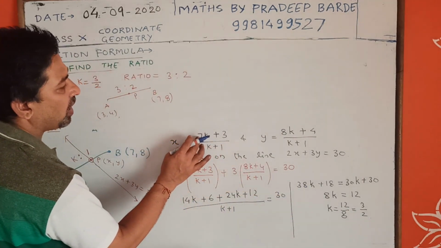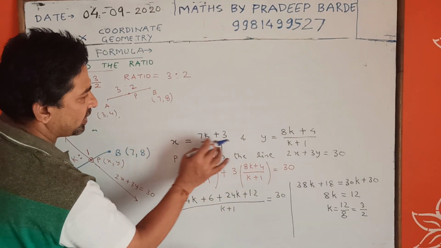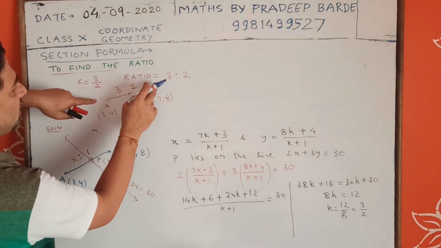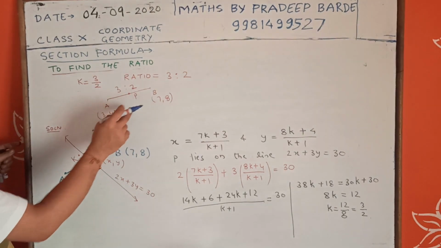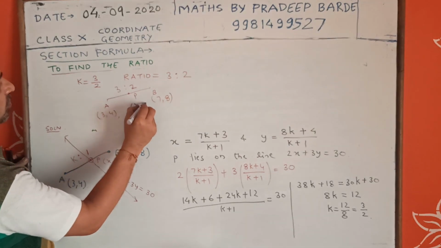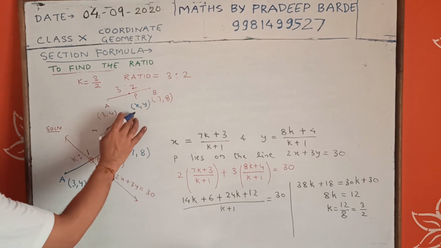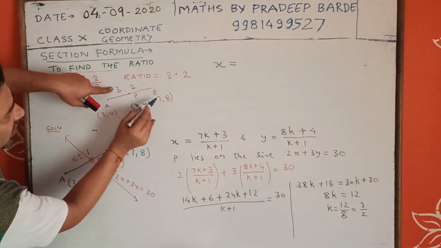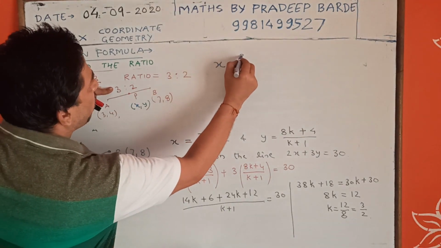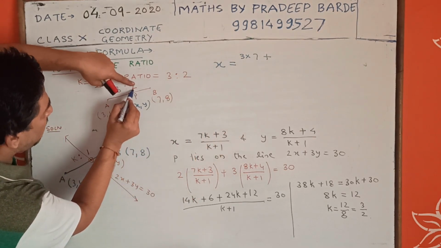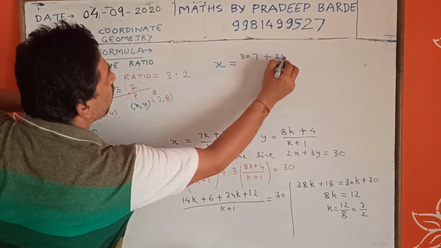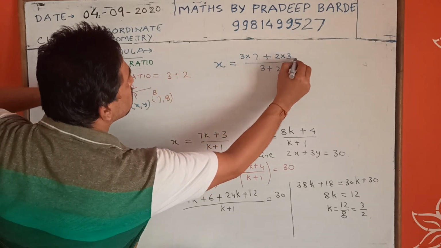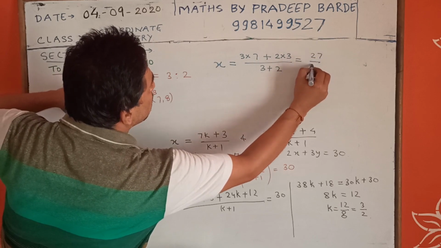यह है कि k की वैल्यू हम यहां पे पुट कर दें और सॉल्व कर लें। विल गेट द वैल्यू ऑफ x एंड y। दूसरा मेथड ये है कि हम यहां पर इस तरीके से फिगर बना करके और फिर से सेक्शन फॉर्मूला लगा दें। लेट द कोऑर्डिनेट्स ऑफ p बी x, y। तो x और y की वैल्यू निकालना है आपको। सो वी गेट x इज इक्वल टू m1 x2, 3 into 7 plus m2 x1, 2 into 3 upon m1 plus m2, 3 plus 2, 21 plus 6, 27 upon 5.